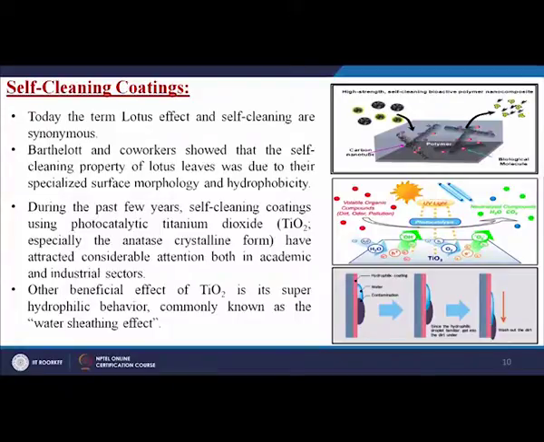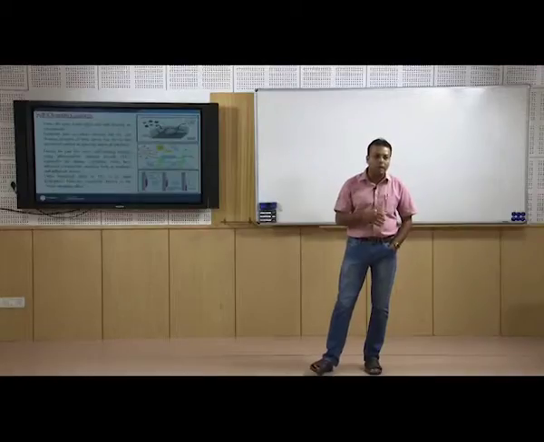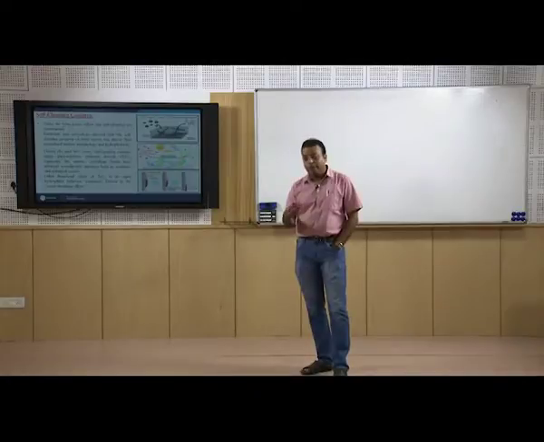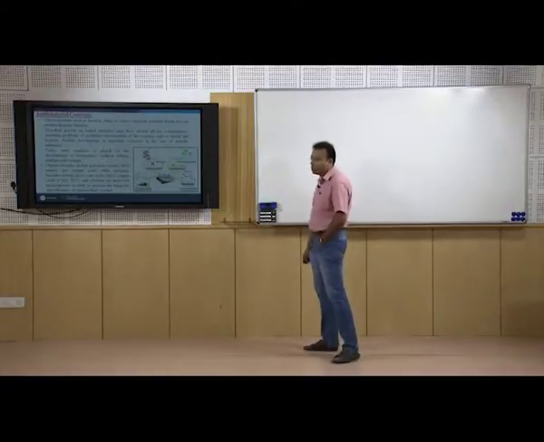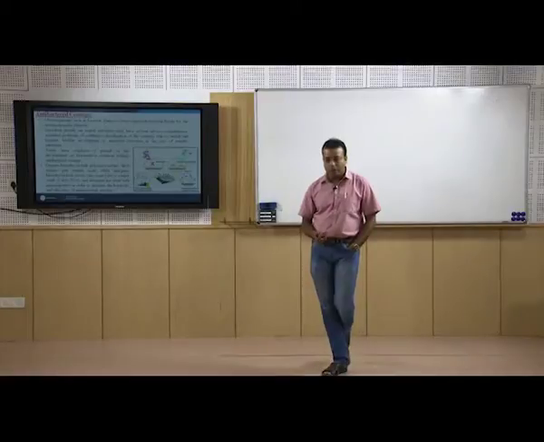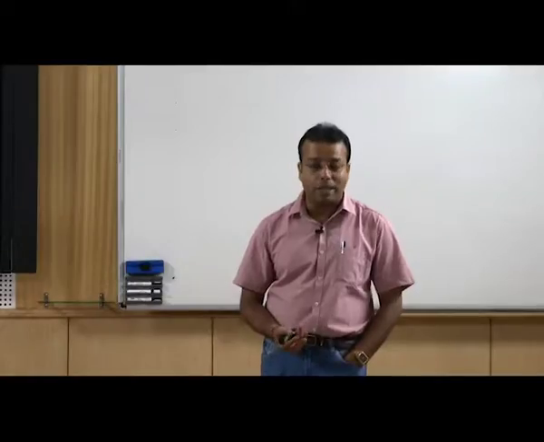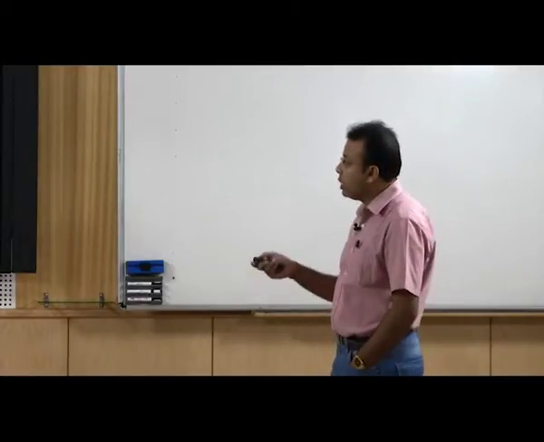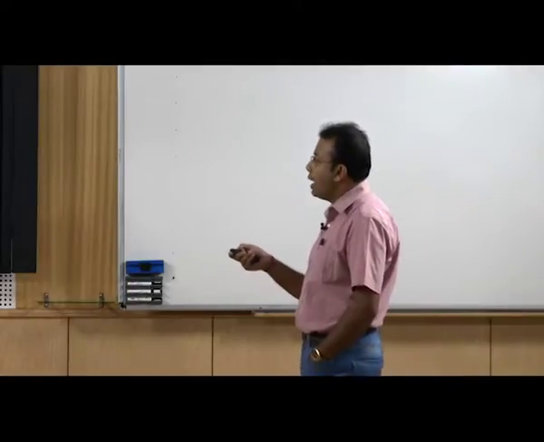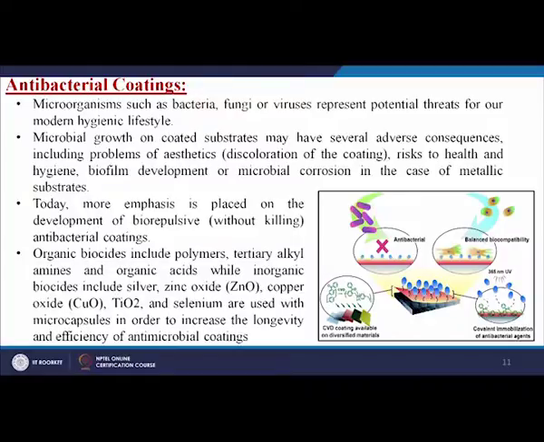Here is also one very good example, carbon nanotubes, which we generally use for some biological applications. Some properties can be activated by which viruses or bacteria can't go inside that material, or can be reflected from the surface of that particular material. Now, we can do this kind of coating for antibacterial applications also. Nowadays, when we talk about materials like barrier materials, packaging materials, biomedical applications or materials used for other sophisticated applications, we generally talk about antibacterial coatings. Microorganisms such as bacteria, fungi or viruses represent potential threats for our modern hygienic lifestyle.